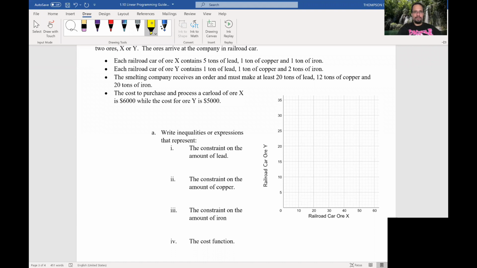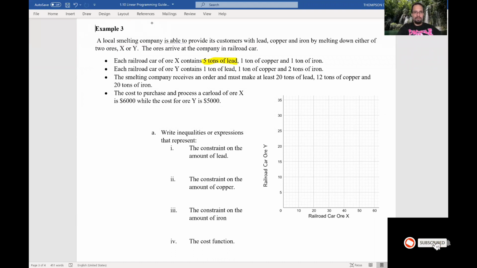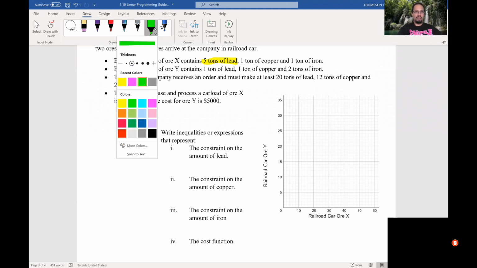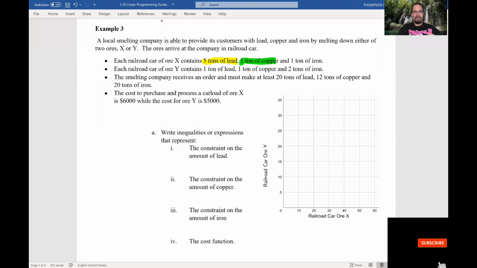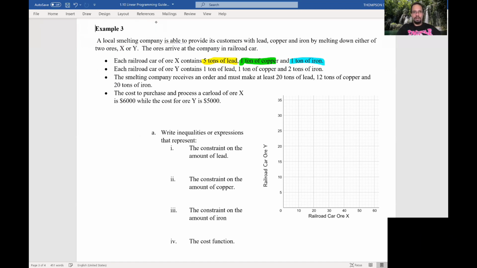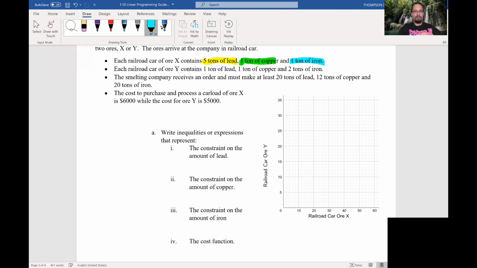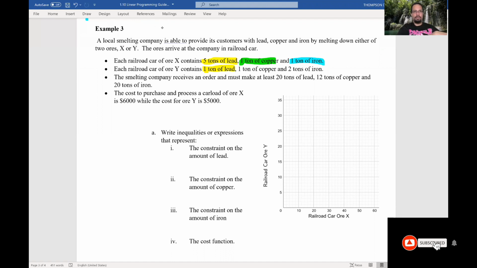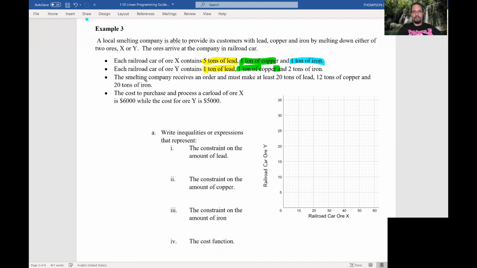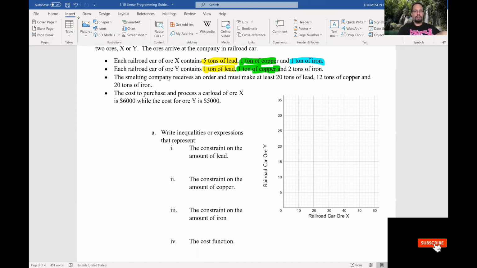So we have 5 tons of lead for ore X, 1 ton of copper. Let's change that to green. 1 ton of copper and 1 ton of iron. Let's use baby blue. Each railroad car of ore Y contains 1 ton of lead. So we need to switch back to yellow. 1 ton of copper. And 2 tons of iron.